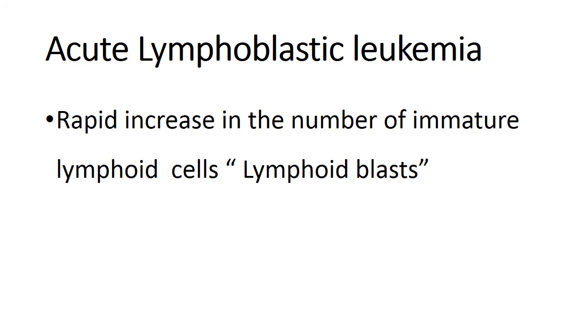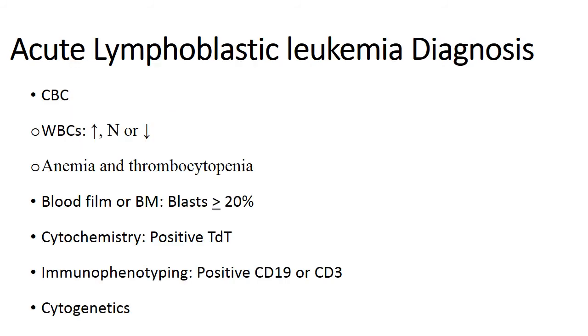The following will be acute lymphoblastic leukemia, which means a rapid increase in the number of immature lymphoblastic cells in the bone marrow and/or peripheral blood. It is also diagnosed by the presence of lymphoblasts in the bone marrow or peripheral blood at a percent of 20% or more. These are the laboratory findings in acute lymphoblastic leukemia. The complete blood count may show leukocytosis, normal leukocytic count, or leukopenia, and mostly there will be anemia and thrombocytopenia due to the acute onset of the disease.